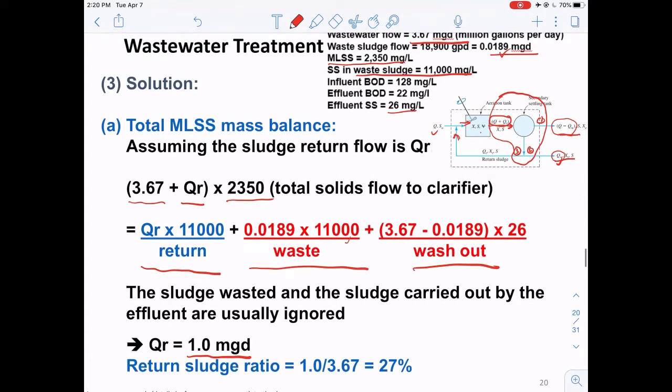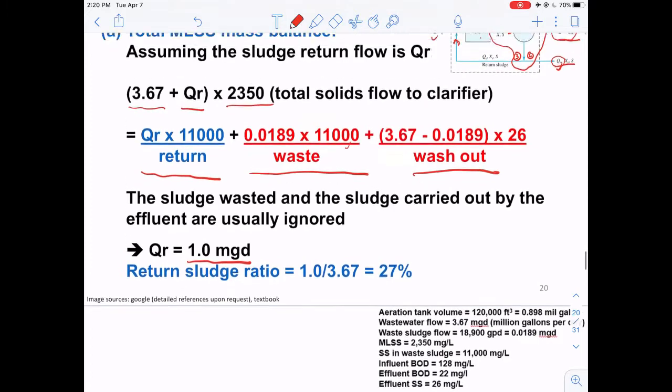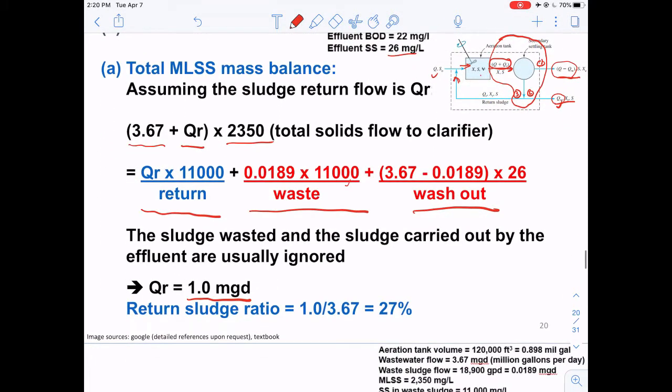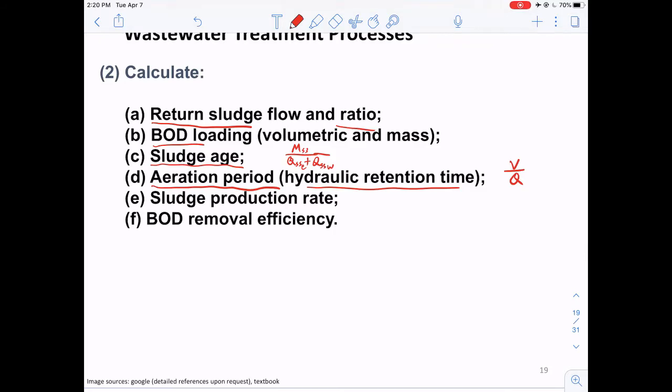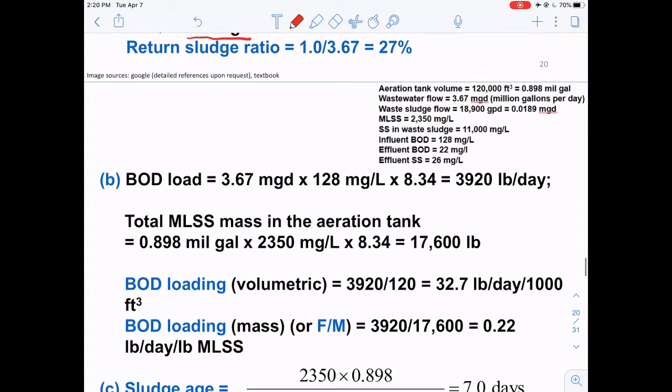Based on that, we can divide this value by the total inflow or influent, which is 3.767. We find that the return sludge ratio is around 27%. This is how we can calculate the return sludge flow and the ratio. And now we need to look at the BOD loading. The BOD loading is the total amount of BOD that's introduced into the aeration tank.